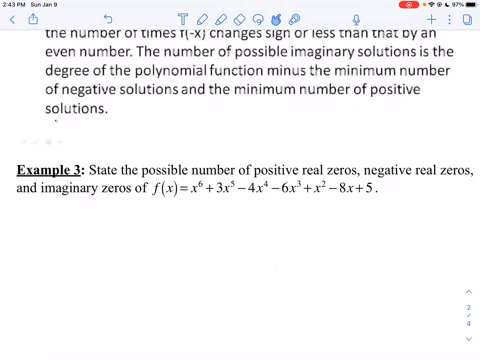First, we'll start with our positive roots. I'm going to count my sign changes. So what happens? I'm going from x to the 6th to 3x to the 5th. I'm going from positive to positive. That doesn't change signs. Well, then I'm going from positive to negative. There's one sign change. Then I keep on going. It stays negative, and then it flips from negative to positive. So that's my second sign change. And then it goes from positive to negative. So there's my third sign change. And it goes from negative to positive. So I get 4 sign changes. So my number of positive real roots is at most 4.